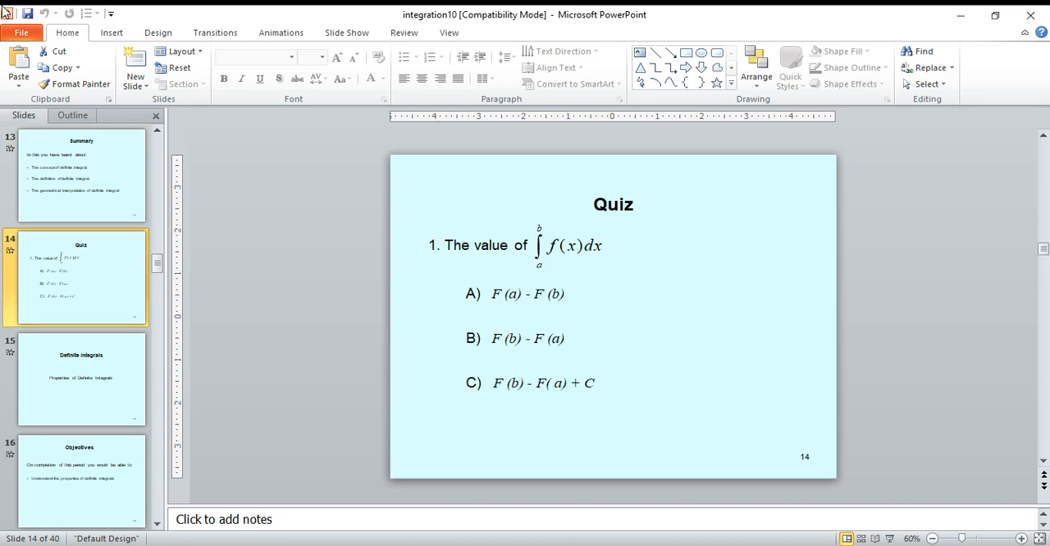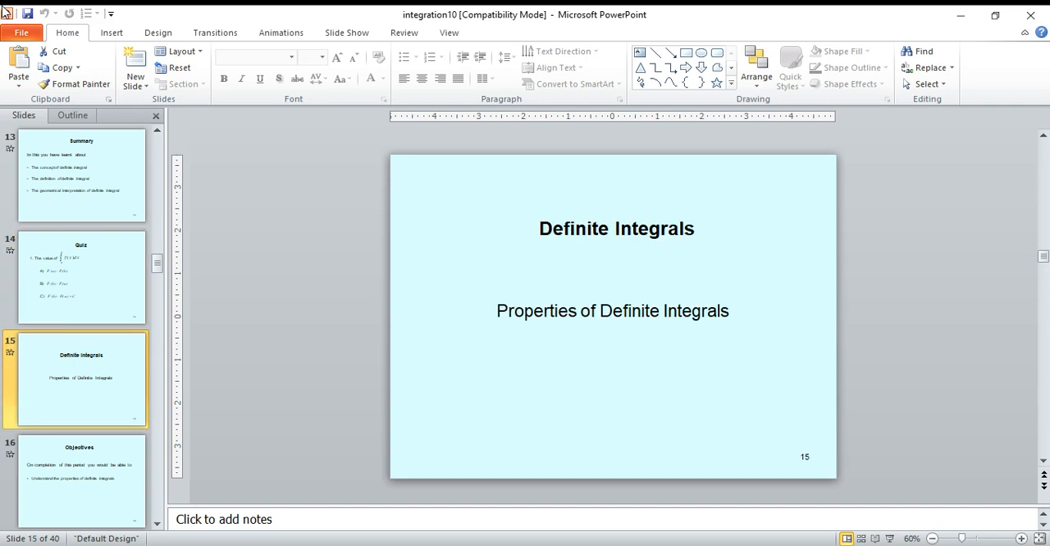The value of integration a to b f of x dx equal to, by definition, f of b minus f of a. So B is the correct answer. C contains f of b minus f of a plus c. In a definite integral, the constant c disappears, so C is not the correct answer. B is the correct answer. It is f of b minus f of a, upper interval minus lower interval. A shows lower interval minus upper interval, so A is not the correct answer. So B is the correct answer.